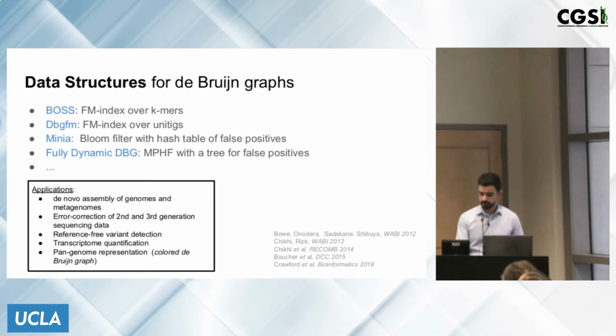So this slide could have been essentially a talk by itself, but I will just summarize it in a few lines. There are many data structures for representing de Bruijn graphs, and they are essentially using the building blocks I was talking about previously. With the exception of FM index for the first two, Minia and Fluid Dynamic DBG use Bloom filters and MPHF, and additionally other data structures for dealing with false positives of Bloom filters, and those combinations enable you to represent the de Bruijn graph.